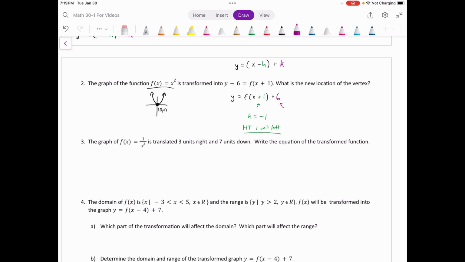There's k. We can just see it. That's the nice thing about function notation. You can just pick these things out. K is 6. So positive 6. K tells us about the vertical translation. It's positive 6, so 6 units up.